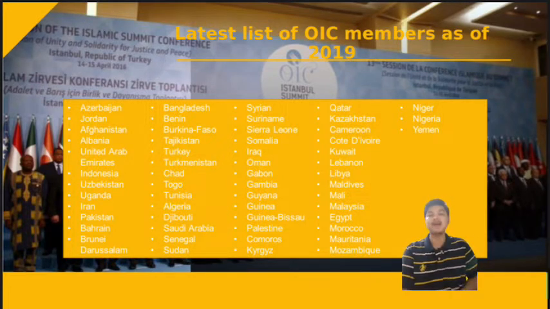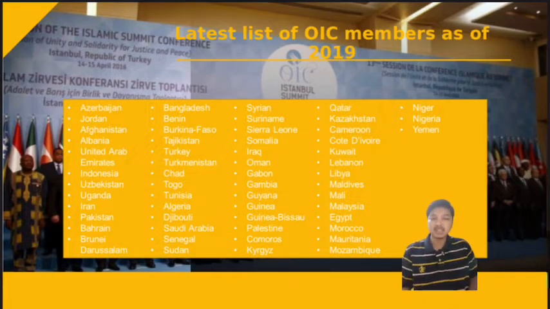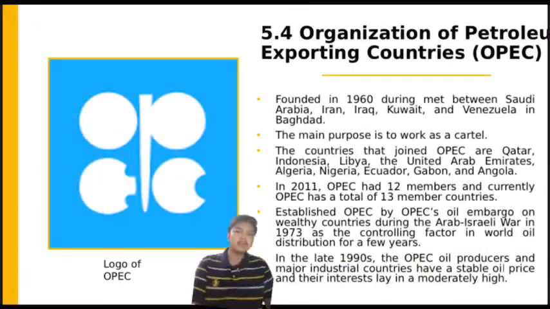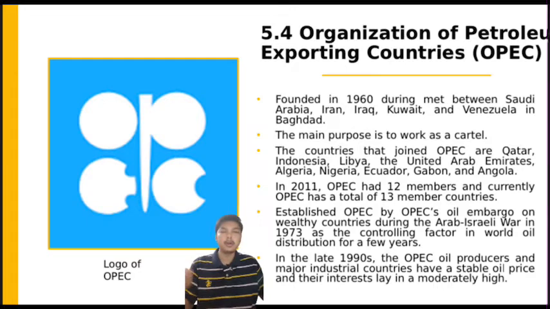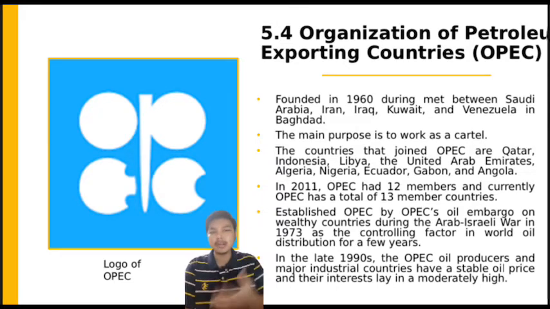We have Indonesia, we have even Bangladesh and other countries. Last one, we go to OPEC, or the Organization of Petroleum Exporting Countries. And if by name we already know about petroleum, OPEC was founded in 1960 during a meeting between Saudi Arabia, Iran, Kuwait, Venezuela, and Baghdad. And as we know, these countries are popular for petroleum and oil.